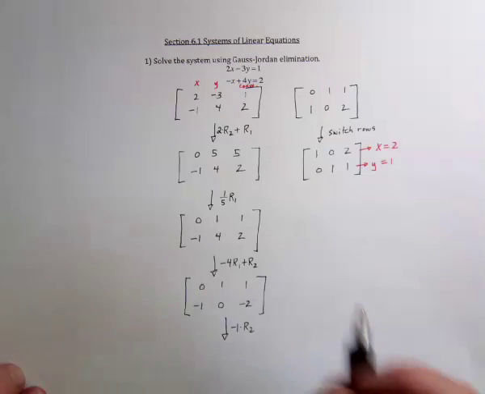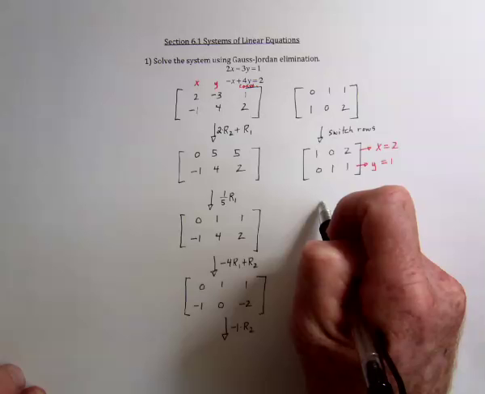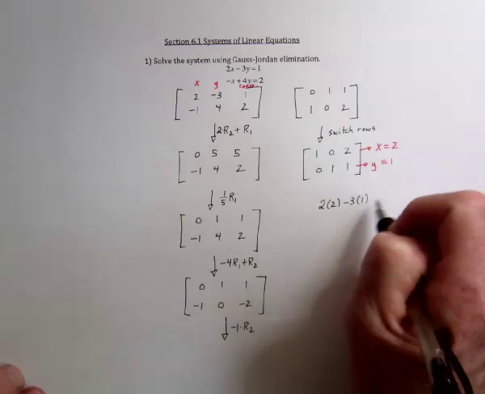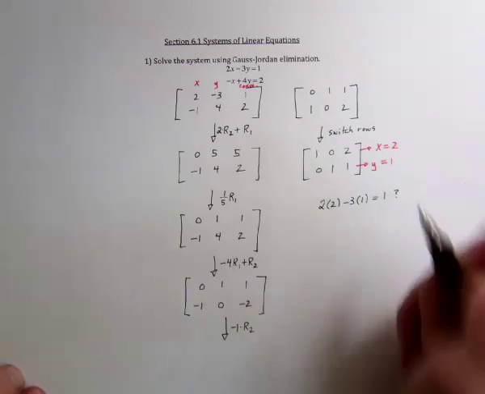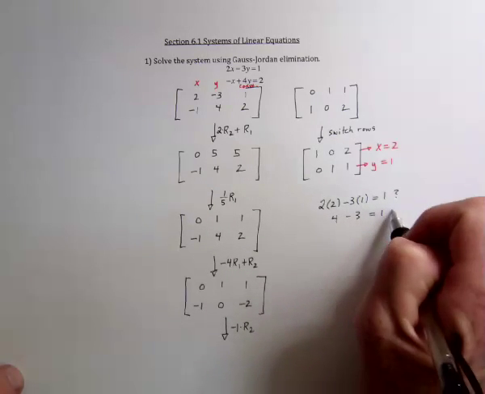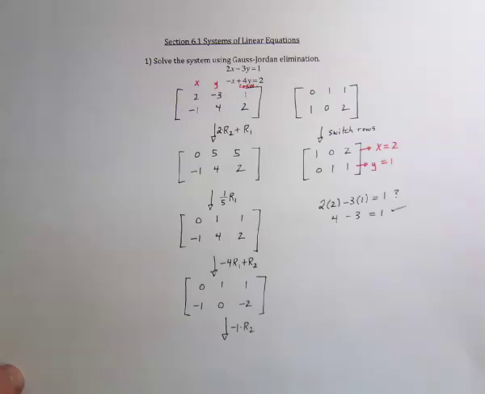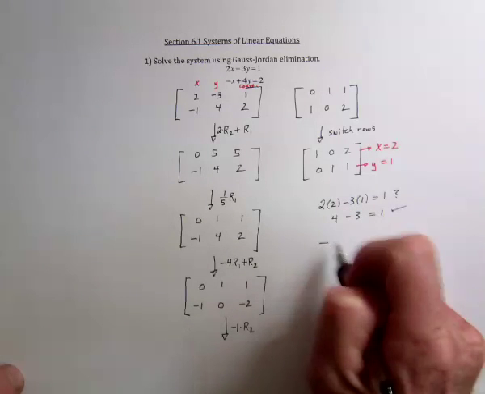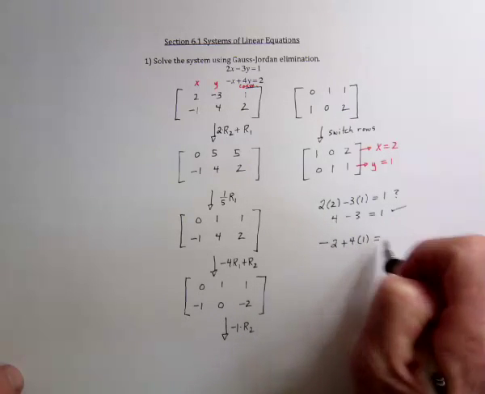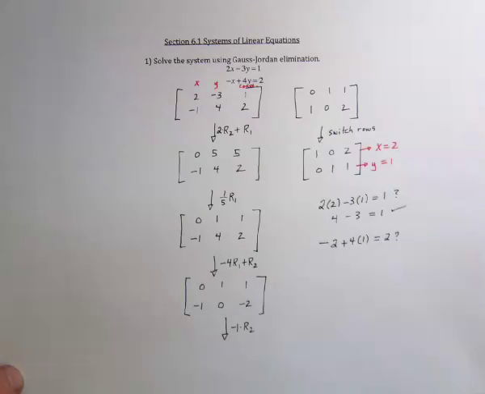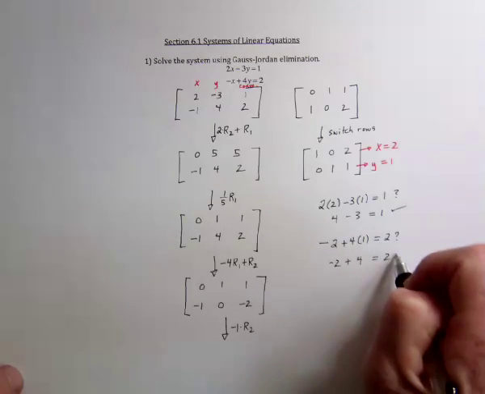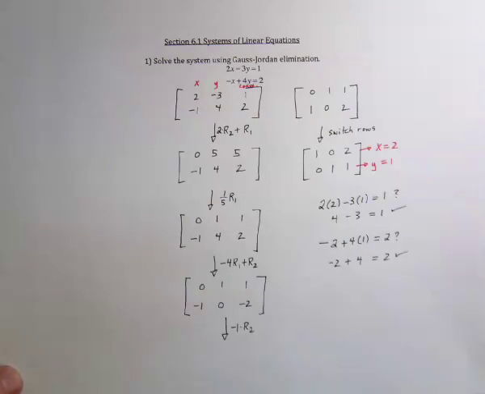And then we can even verify, go back to these equations. So 2 times the x value minus 3 times the y value is going to equal 1. Does that work? Well, this is 4 minus 3 equals 1. That's correct. And then make sure that it works for this equation. So negative of the x value plus 4 times the y value, is that going to equal 2? Well, that's a 4 and a negative 2. Sure enough, it does equal 2, and so we got it right.